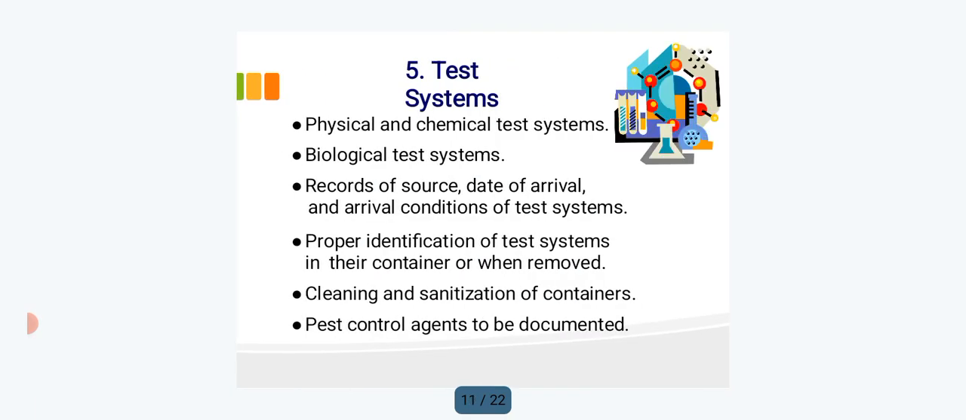The fifth one, test system. The physical and chemical test systems, and biological systems. A record of the sources, date of arrival and arrival conditions of the test systems. Proper identification of the test systems in their containers or when removed. Cleaning and standardization of containers. The pest control agents are to be documented.